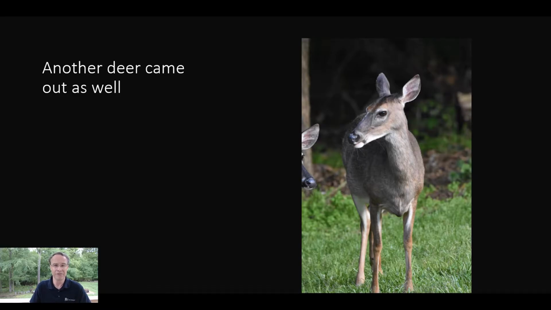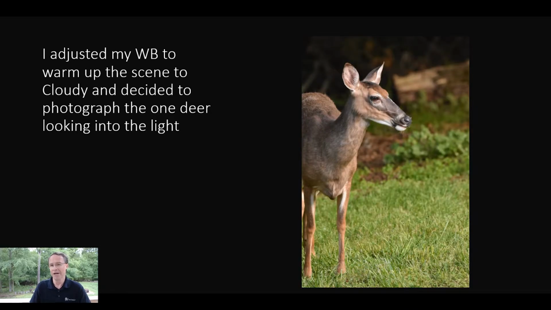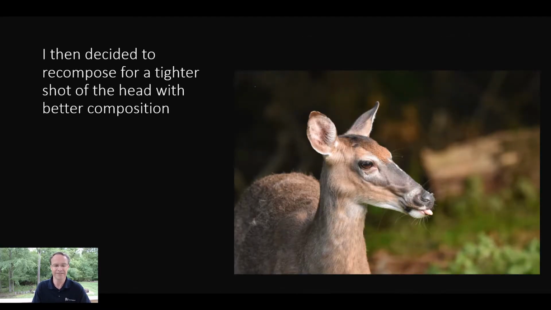As I was photographing the first deer, another deer came out, and that changes the scenario. Now I've got to decide: am I going to stay focused on one deer? Am I going to focus on both deer? What am I going to do? I did take the opportunity at this point to switch my white balance to something a little bit warmer and more pleasing. So I went to cloudy white balance and decided to focus in on the one deer as he was looking into the light. I just thought it was a beautiful light, so I focused in on the one deer, at least for the next few seconds of this process.